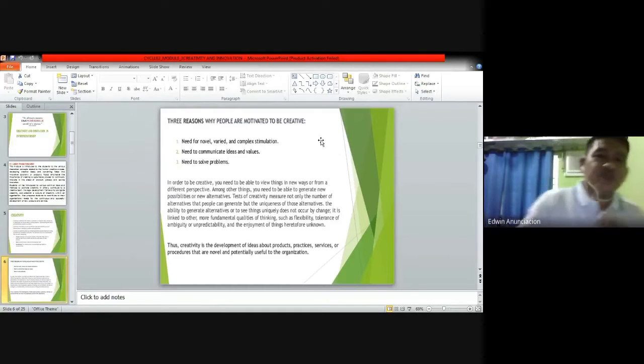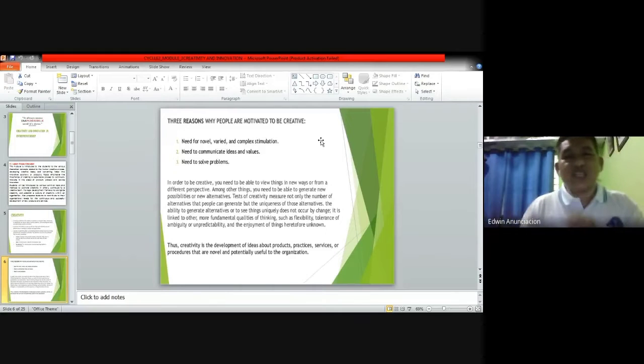Three reasons why people are motivated to be creative. So, ano yung three reasons na yun? Need for novel, varied, and complex stimulation. Totoo po yan, di ba? And then, the need to communicate ideas and values. And then, of course, yung number three, the need to solve problems.